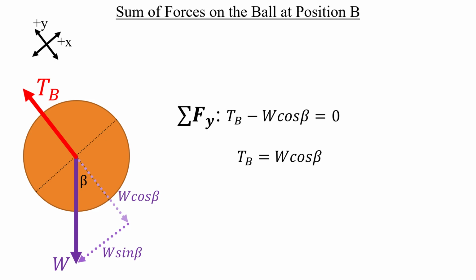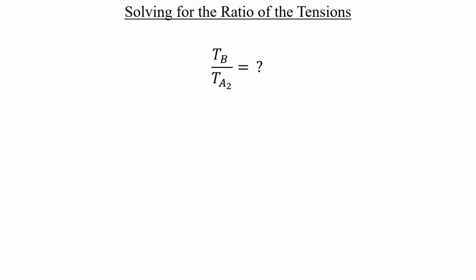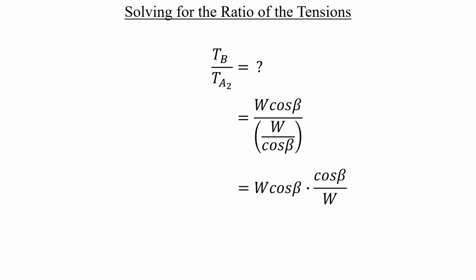Now we have both parts of the tension, and the ratio of those two quantities is no longer a mystery. We're free to plug in the quantities, and when we do the algebra properly, the weight will cancel out, and we're left with the square of the cosine of beta. Everything is now complete, and the problem is done.